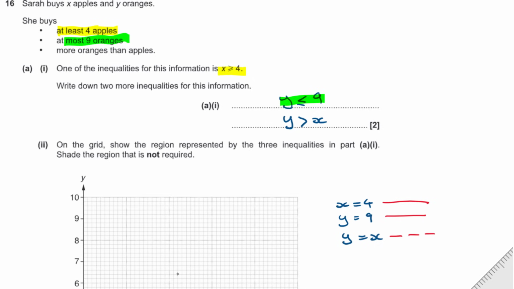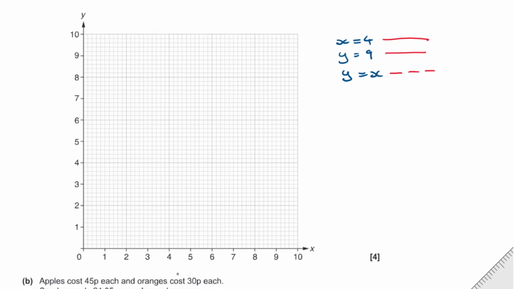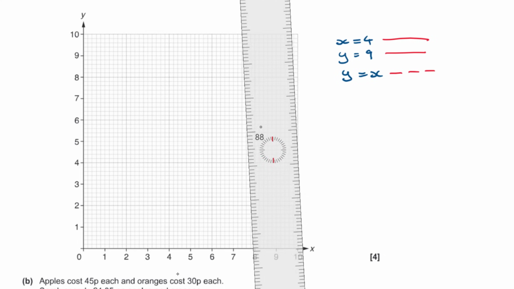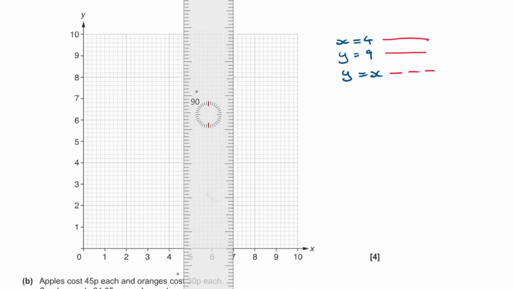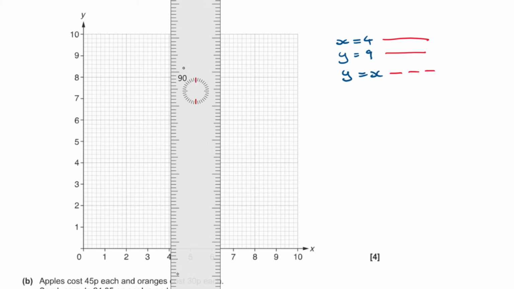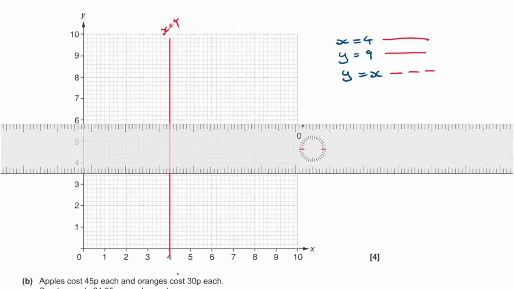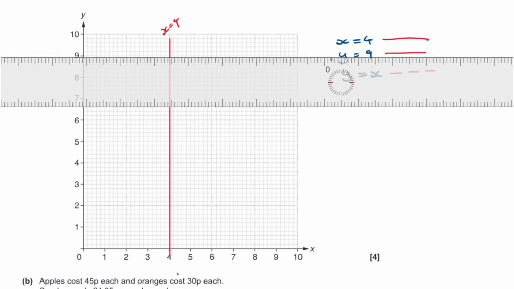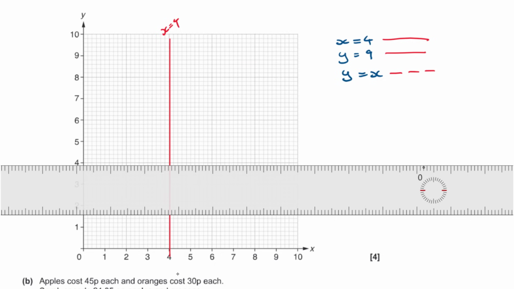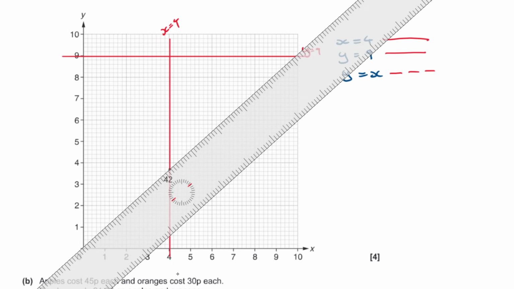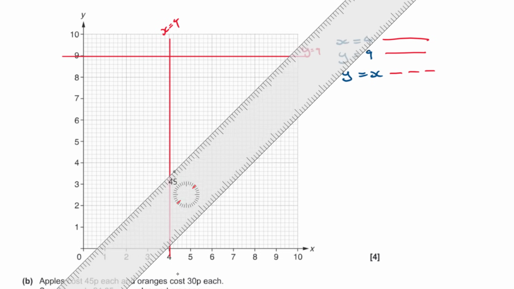So let's draw those on. x equals 4 is a vertical line through x equal to 4. So that's x equals 4. And I've got y equal to 9, which is a horizontal line through y equal to 9. So that's y equal to 9. And then y is equal to x. That's like the 45-degree angle one, isn't it? Through the origin.